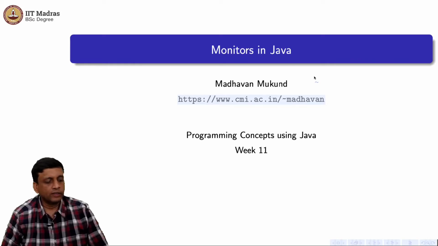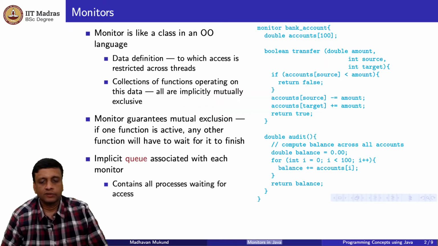So last week we looked at concurrent programming in programming languages in general. We concluded with the discussion of monitors. So let's see how monitors work in Java. Remember that a monitor is something like a class. It consists of a data definition along with a collection of functions that operate on the data.